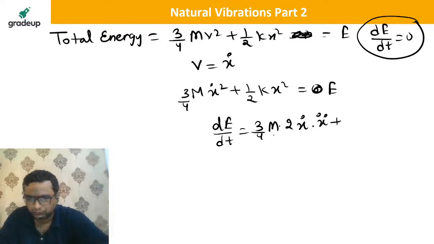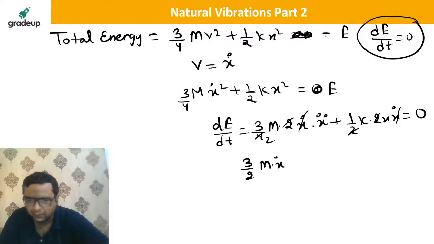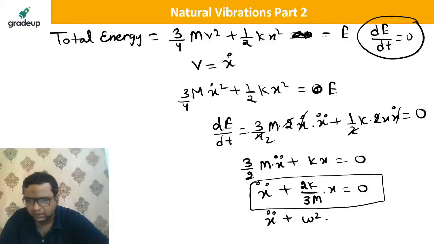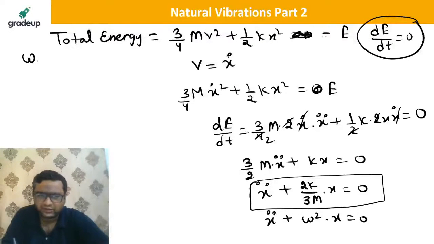So it is 3 by 4 m into 2 x dot into x double dot plus half into k into 2x into x dot, equals 0. The 2 will cancel out and x dot will cancel out. You will finally get 3 by 2 m x double dot plus kx equals 0, and x double dot plus 2k by 3m into x equals 0. This is the governing equation. By comparing it with the governing equation of SHM, the natural frequency of vibration comes out to be the square root of 2k by 3m.